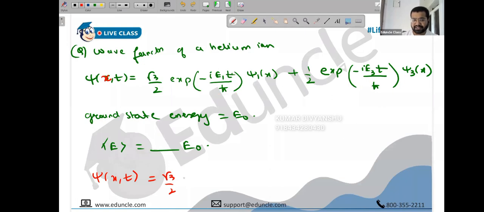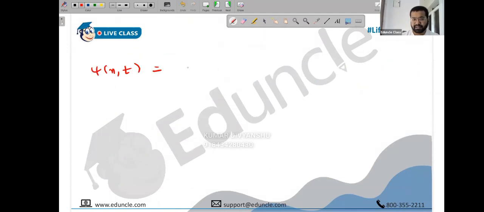Because this is also a function only, no? You can just say, tell me one thing, hang on. What is psi of x comma t? It was e raised to minus i t upon h bar, into H cap, if you remember, the Hamiltonian operator, into psi of x comma 0. You recall this now, okay?